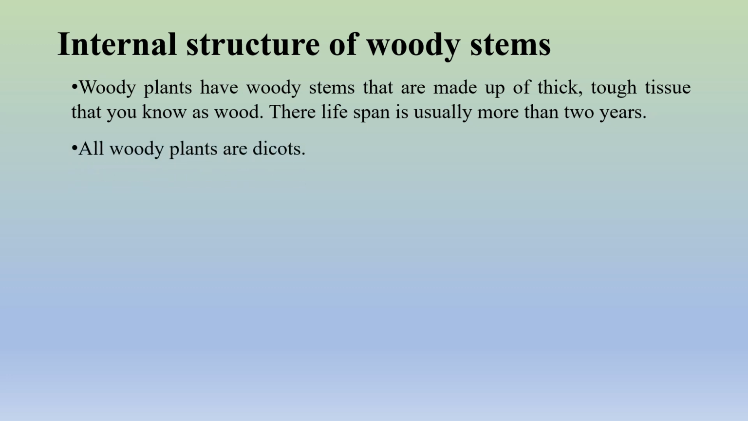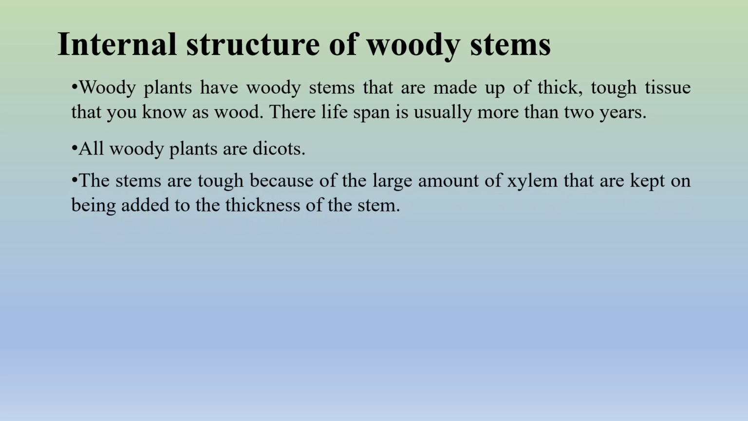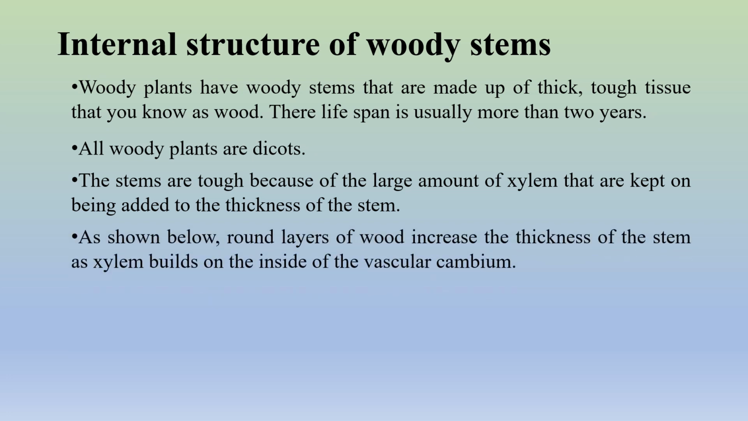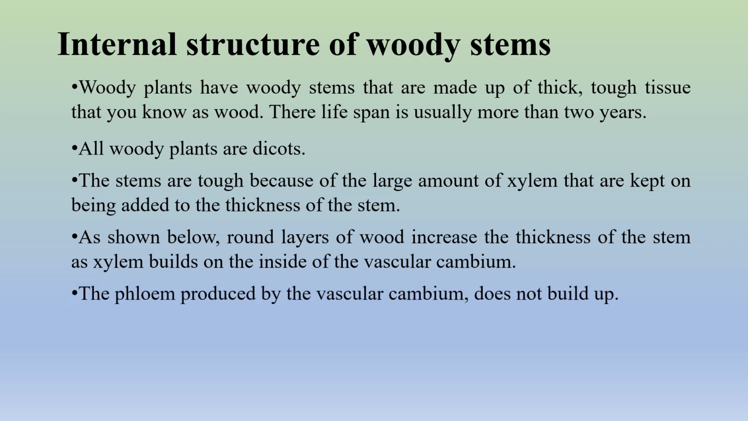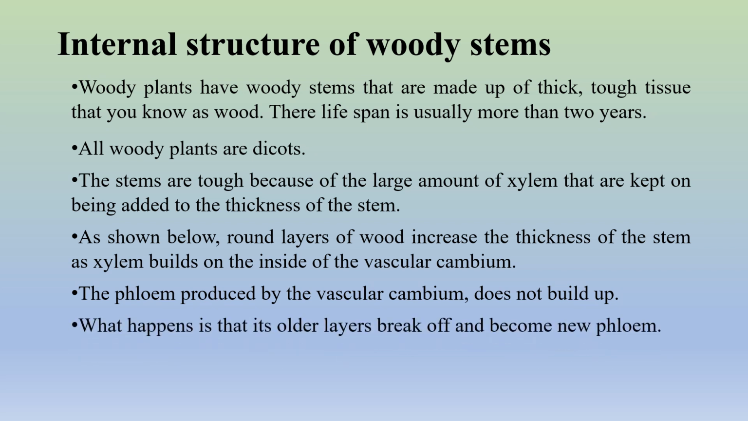All woody plants are dicots. The stems are tough because of the large amount of xylem that keeps being added to the thickness of the stem. As shown below, round layers of wood increase the thickness of the stem as xylem builds on the inside of the vascular cambium. The phloem produced by the vascular cambium does not build up. What happens is that its older layers break off and become new phloem.